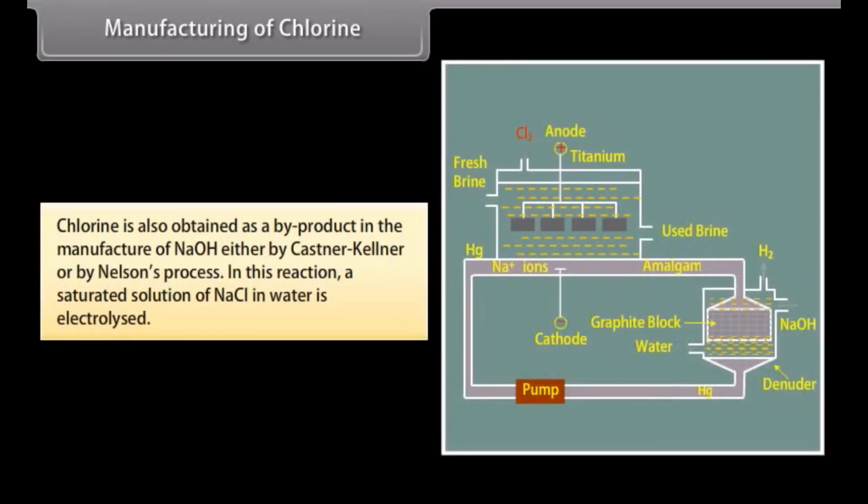Chlorine is also obtained as a byproduct in the manufacture of NaOH either by Castner-Kellner or by Nelson's process. In this reaction, a saturated solution of NaCl in water is electrolyzed.